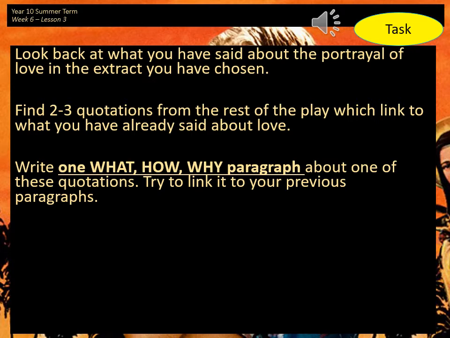And then using one of those quotations, write one what, how, why paragraph. Try to link it to your previous paragraphs. What have you already said about love? How can you link that to something else said in the play?